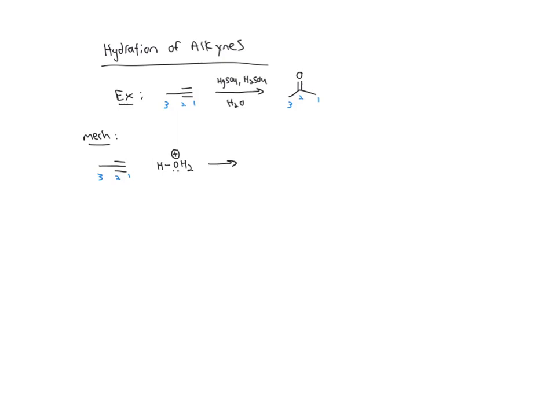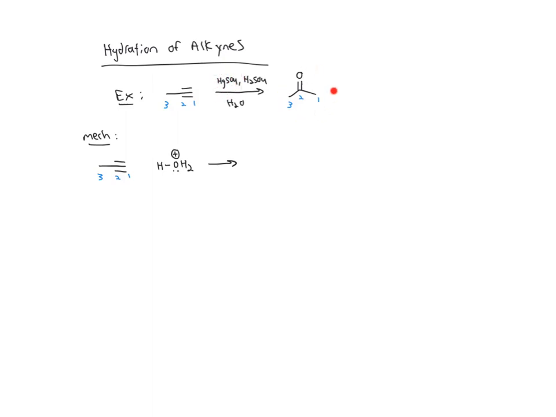One of the differences when we're doing the hydration with alkynes is that we do add in this HgSO4, and this just helps the reaction by coordinating to this pi bond. So we don't formally show that in our mechanism, but it is good to know that you do need to add that in order for this reaction to go.